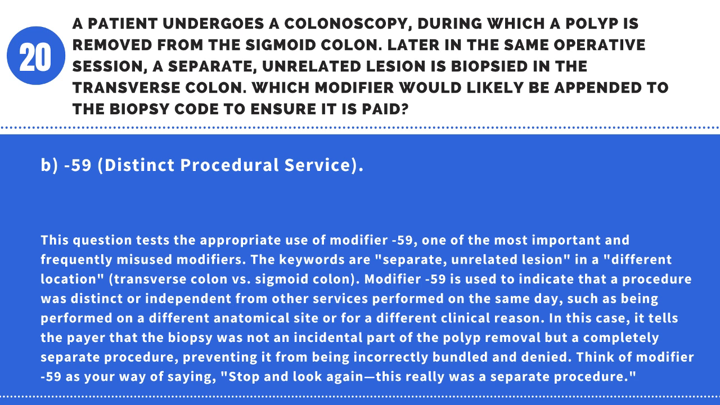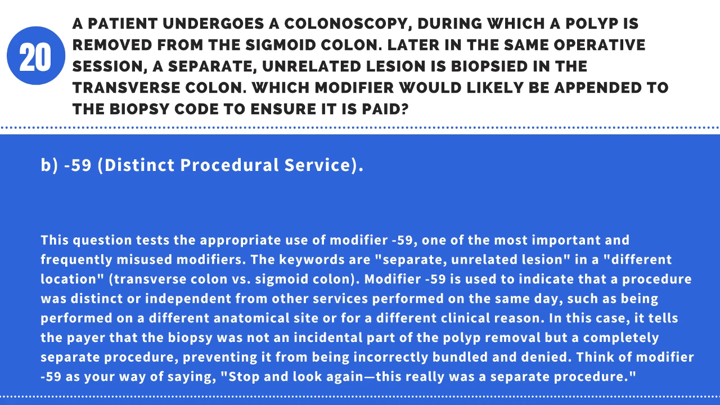Answer: B. -59, distinct procedural service. This question tests the appropriate use of modifier -59, one of the most important and frequently misused modifiers. The keywords are separate, unrelated lesion in a different location, transverse colon versus sigmoid colon. Modifier -59 is used to indicate that a procedure was distinct or independent from other services performed on the same day, such as being performed on a different anatomical site or for a different clinical reason.